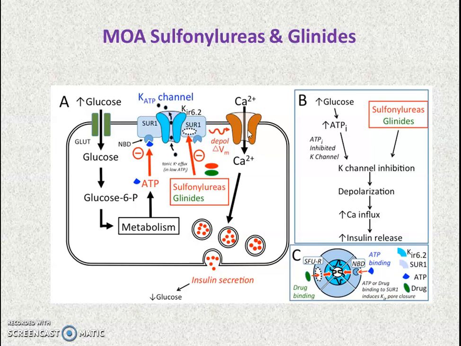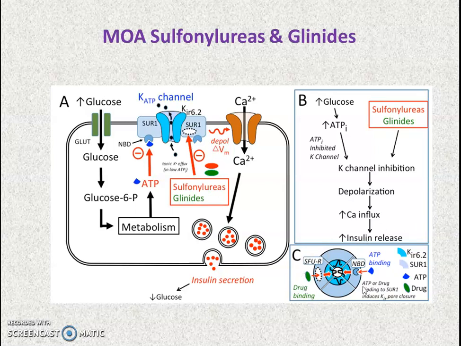Opening of the calcium channel triggers the release of insulin, and insulin is secreted into the blood, which then controls the glucose level. A short description of the pathway is shown here. Flowchart: increase in glucose leads to increase in internal ATP, which leads to potassium channel inhibition, which causes depolarization, which in turn results in increased calcium influx, which then triggers the insulin release.